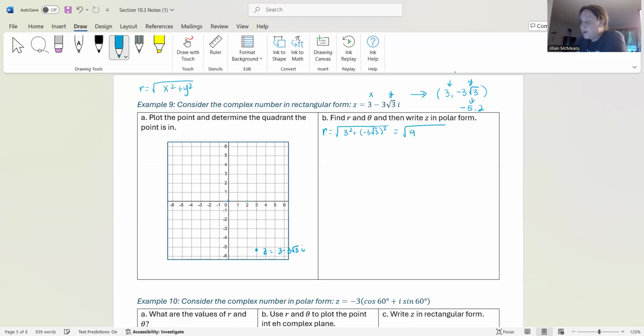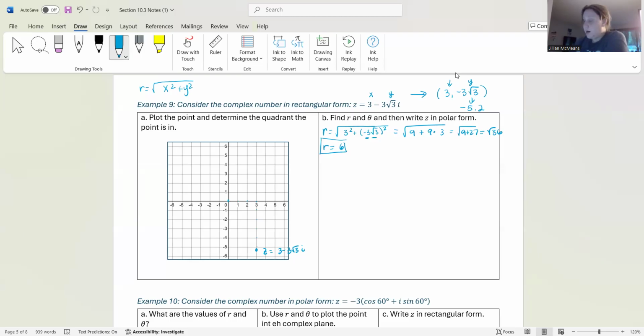3 squared we know is 9, okay? And then negative 3 right here squared is 9. And then square root 3 squared, the square root and the exponent of 2, they just unravel each other, so we get 3. So this is really the square root of 9 plus 27, or the square root of 36. So we can say with a fair level of confidence that r is 6, okay? Now, that's kind of the easy part.